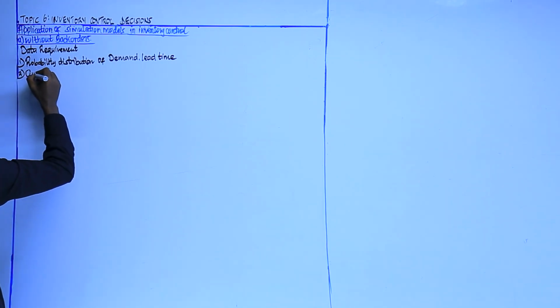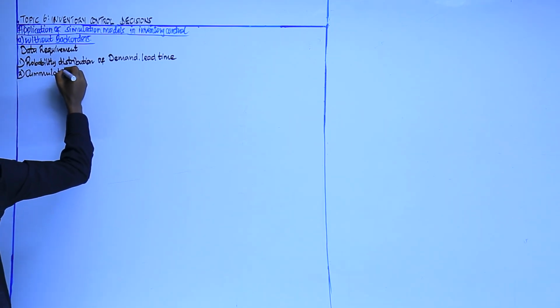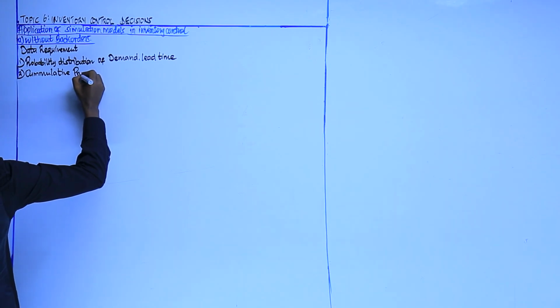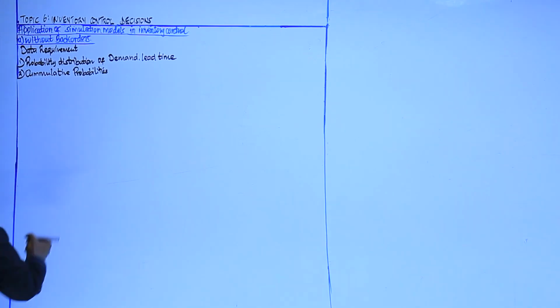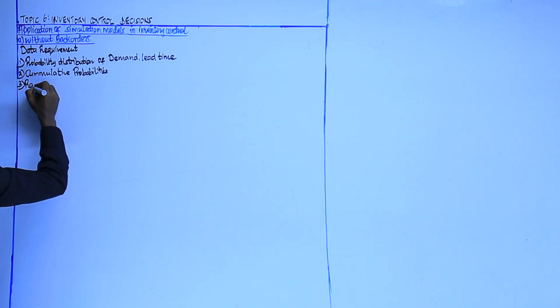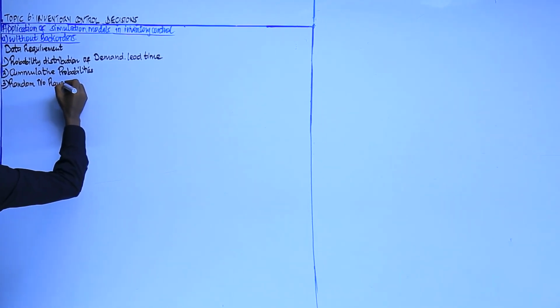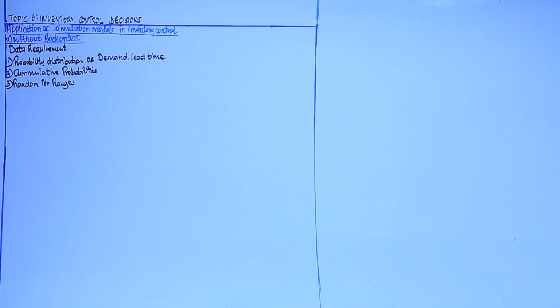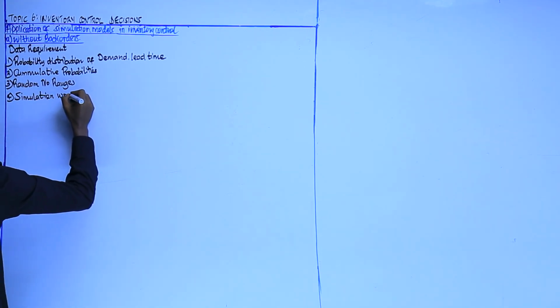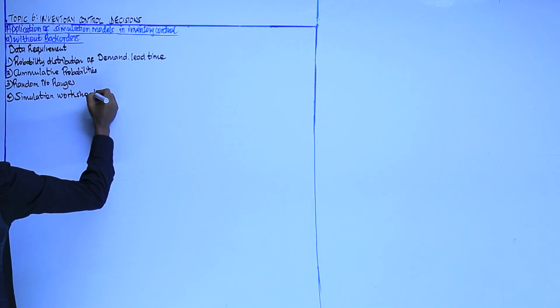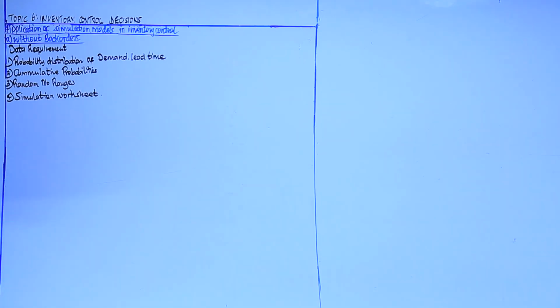Number two, you need your cumulative probability distribution. We need to determine cumulative probabilities of both demand and lead time. Number three, we need our random number ranges. Very, very important. Number four, we need a simulation worksheet.